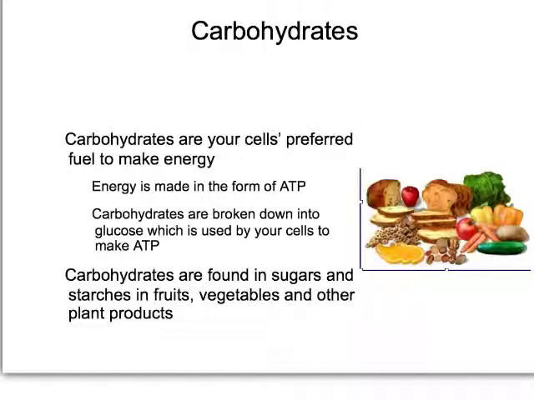So we'll start with carbohydrates, which is your cell's preferred fuel for energy. Right? Remember, your cells are going to use glucose, which is a carbohydrate, and break that down to make ATP. So carbohydrates are found in sugars and starches that are in fruits, vegetables, and other plant products. Grains, potatoes, all that.